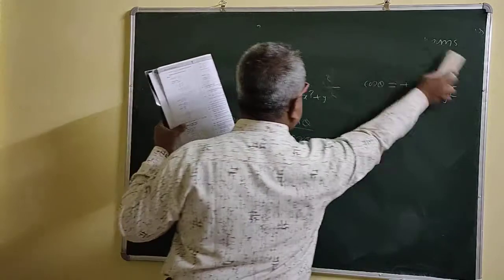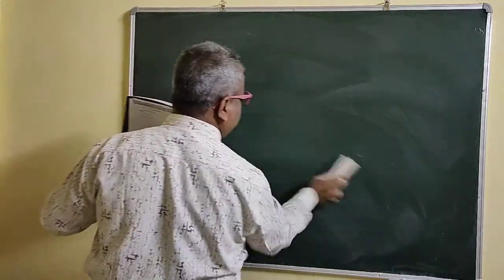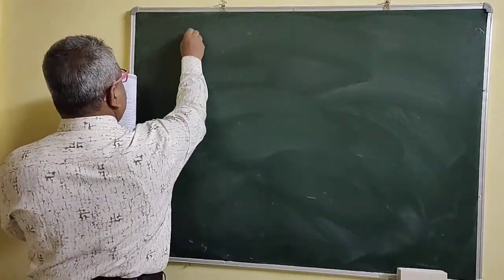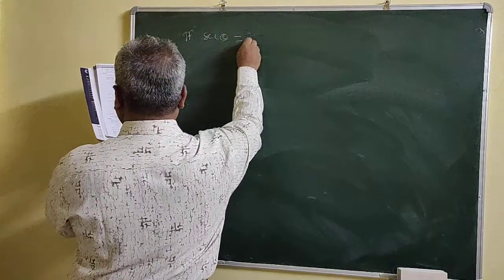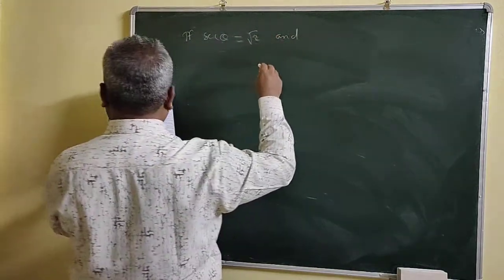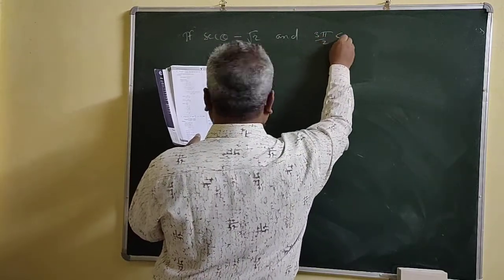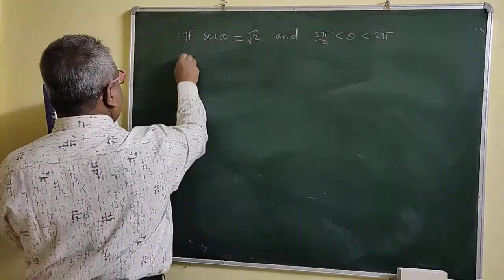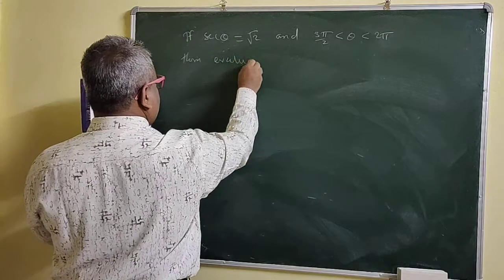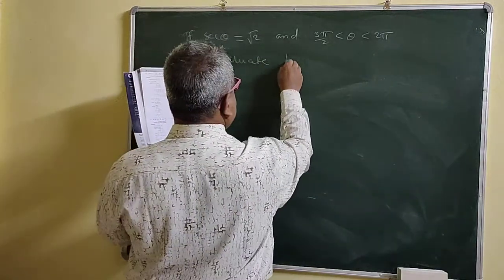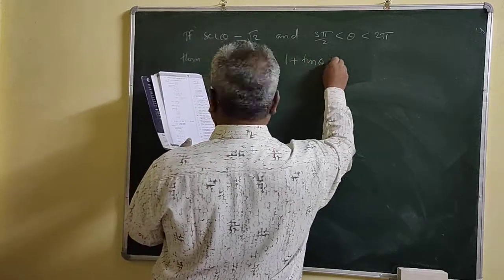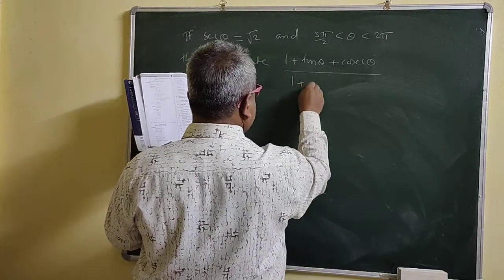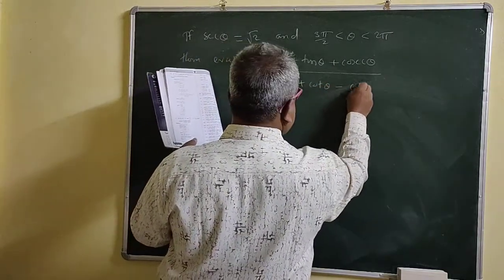Next. If sec theta is equal to root 2 and 3 pi by 2 less than theta less than 2 pi, then evaluate 1 plus tan theta plus cosec theta upon 1 plus cot theta minus cosec theta.